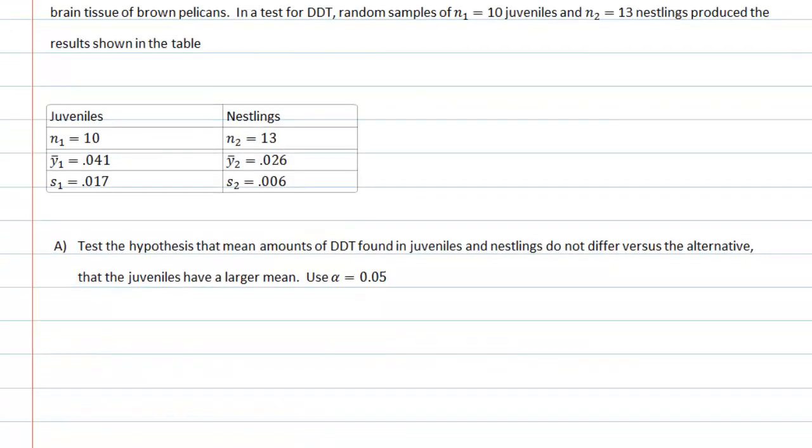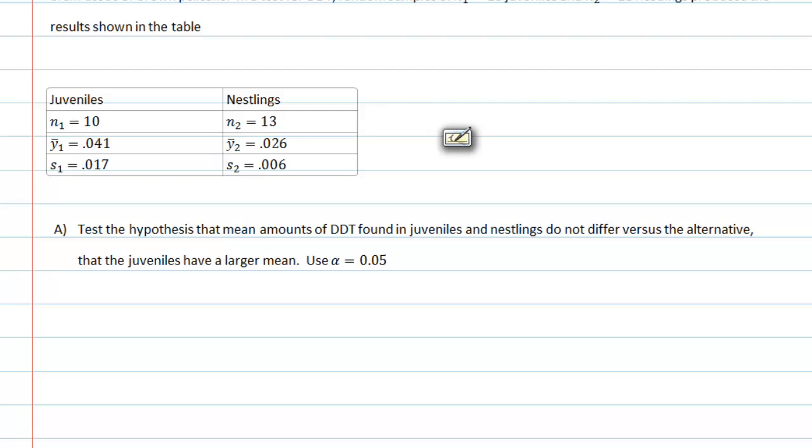Part A requires us to test the hypothesis that the mean amount of DDT in juveniles and nestlings do not differ versus the alternative that the juveniles have a larger mean. This is a test of two means.